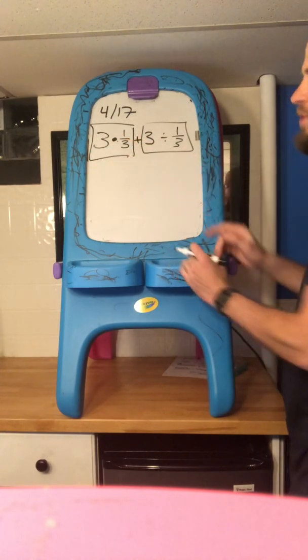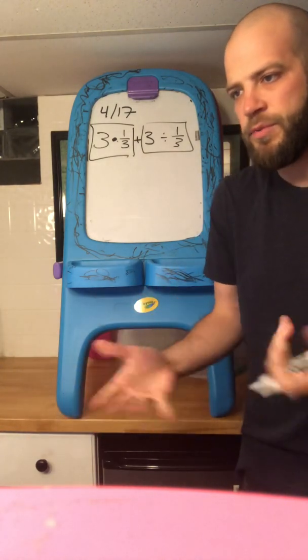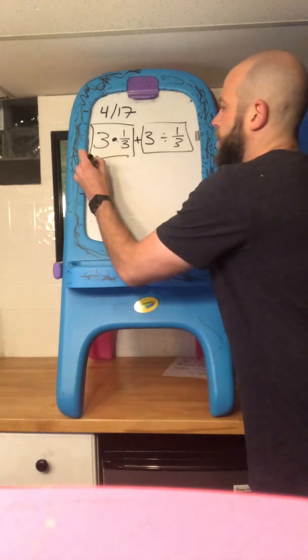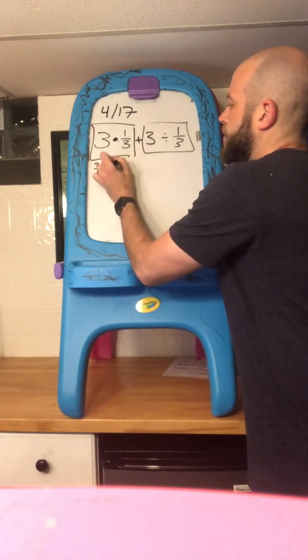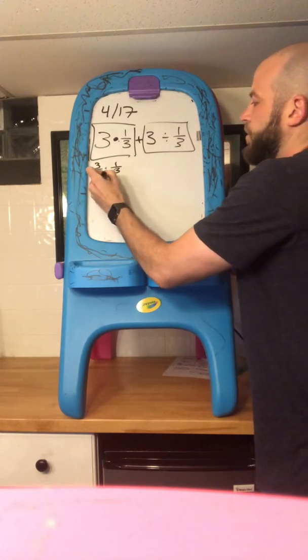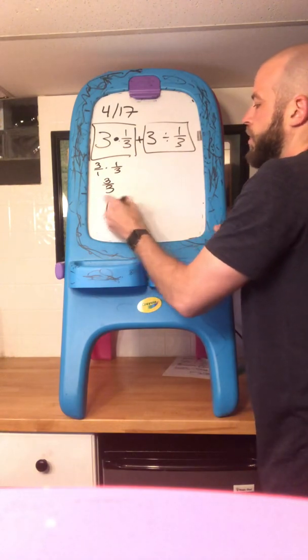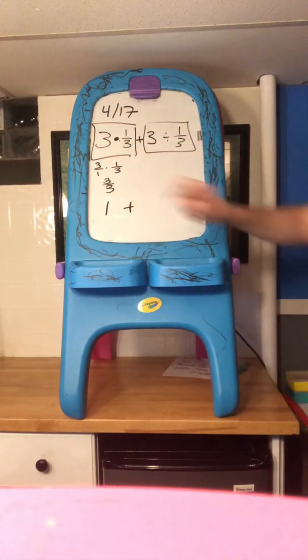So 3 times a third. That's just saying, if you have 3 thirds, what do you have? You have a whole. Or if you didn't know that, you do 3 times a third. 3 is the same thing as 3 over 1. 3 times 1 is 3. 1 times 3 is 3. 3 thirds is 1 whole. So that side is 1 whole.